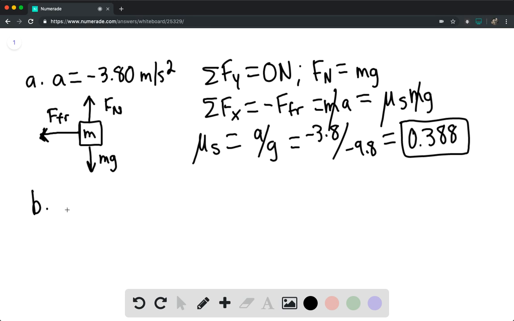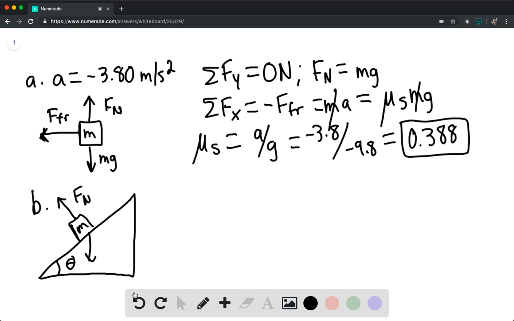And then for part B, they're asking us what is the acceleration if it's on an incline. So let's draw this incline. We have here a theta, an angle measure, a mass of the car. Force normal is always perpendicular to the surface. Force of gravity always points straight down. And then, of course, we have a force of friction always opposite the direction of motion.